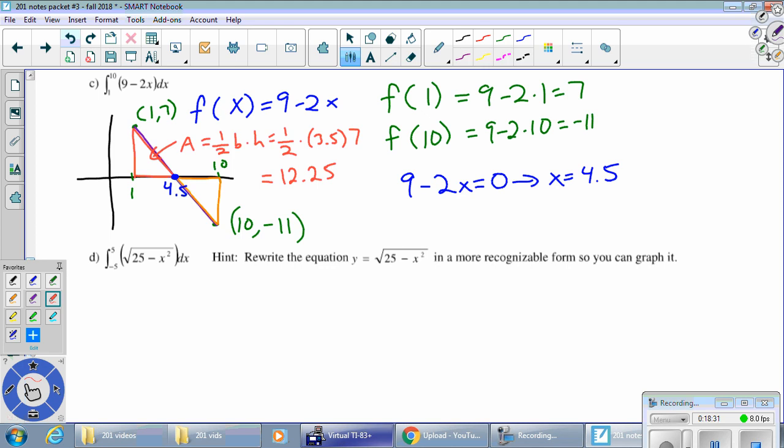Okay, and then the other one, the orange, the area here, half base times height. So the base in this case is from 4.5 to 10. That's 5.5. And then the height is from the x-axis down to negative 11, so that's just 11.